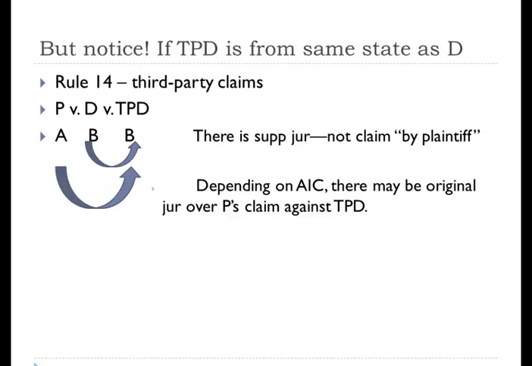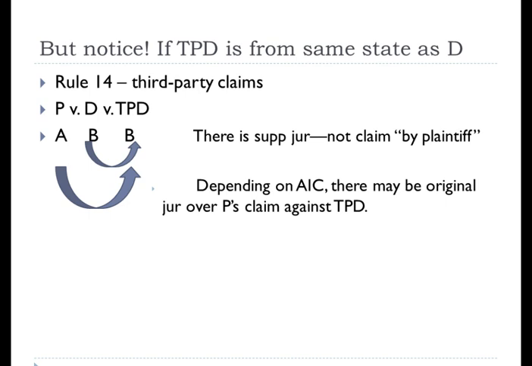Is the wannabe claim a claim by a plaintiff against a person made party under Rule 14? Well, yeah, TPD is a person made a party under Rule 14, obviously, but this time we don't have a claim by a plaintiff. We have a claim by a defendant. So when it says claims by plaintiffs, it literally means a plaintiff. It doesn't mean a defendant. So there is, in fact, supplemental jurisdiction over the defendant's claim against the third-party defendant, despite the fact that they are both citizens of State B.